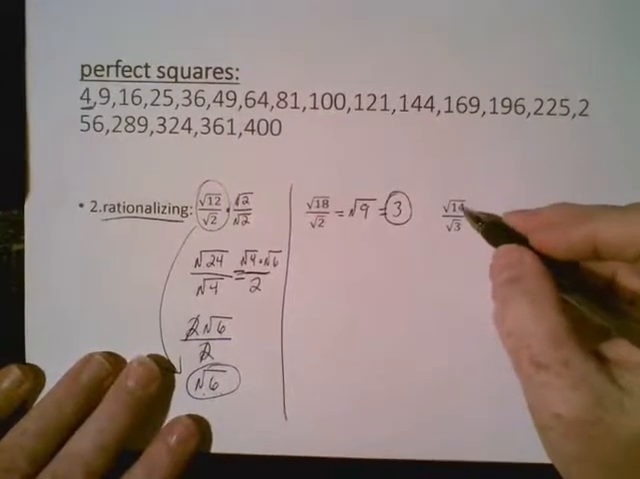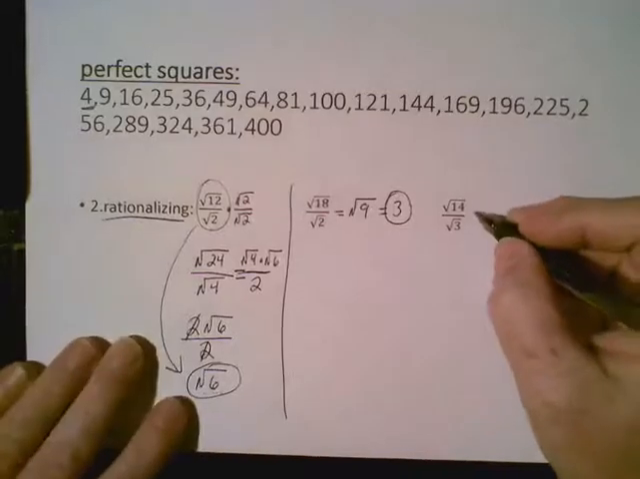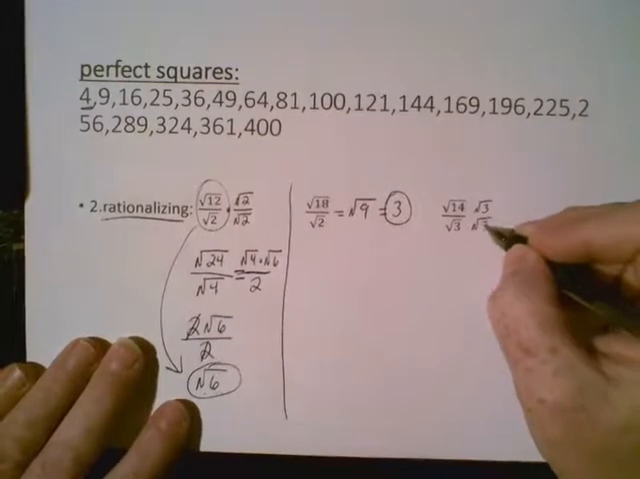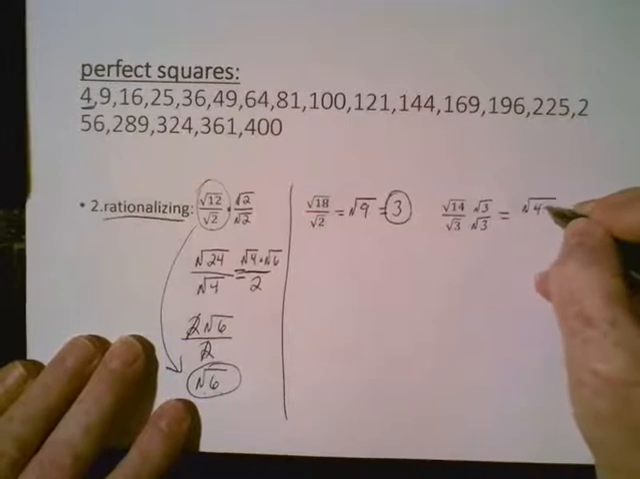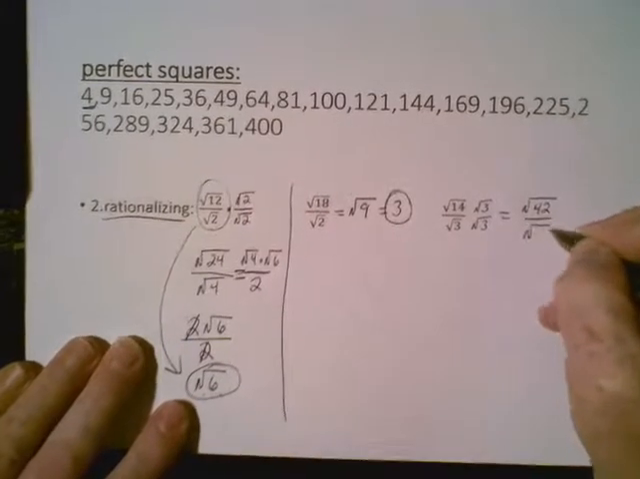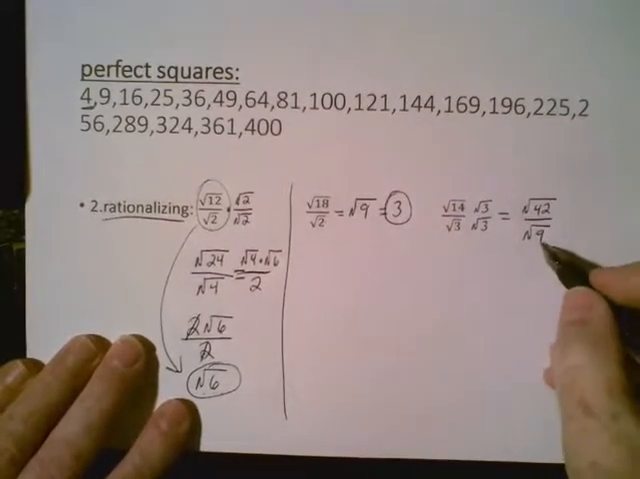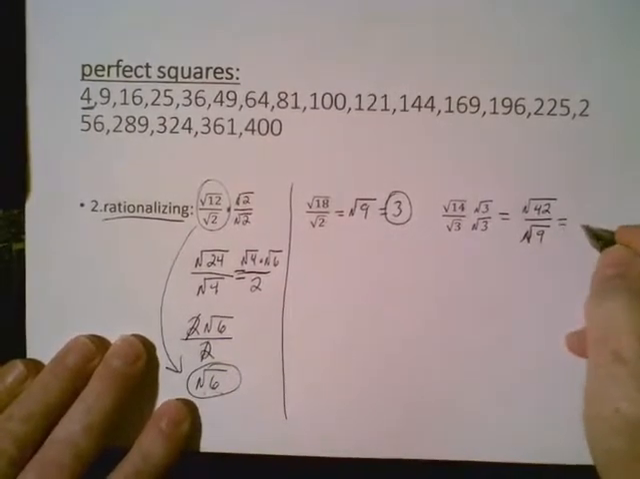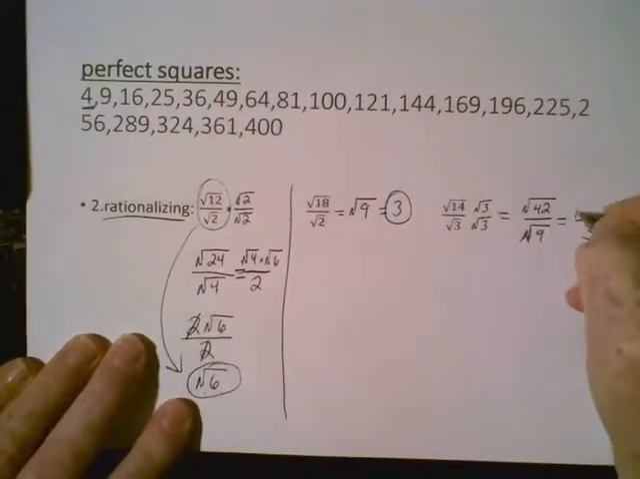This one, we could try that same thing, but 3 won't divide evenly into 14, so that doesn't really help. So what we're going to do here is multiply the top by the square root of 3, multiply the bottom by the square root of 3. On top, I get the square root of 42. On bottom, I get the square root of 9. The whole purpose of rationalizing is to get rid of this radical in the denominator, and you'll notice now that we have square root of 9, which is a perfect square number. So that bottom now is just 3. On top, we still got the square root of 42.